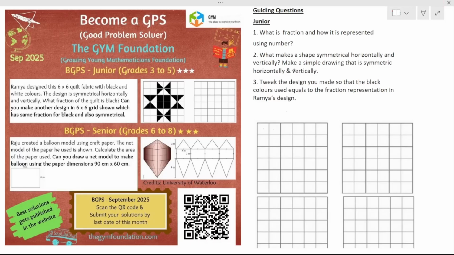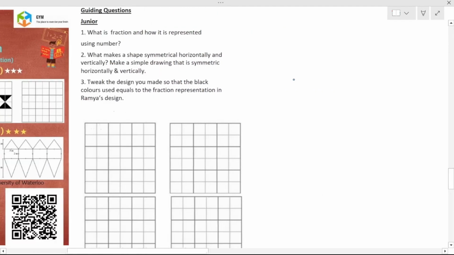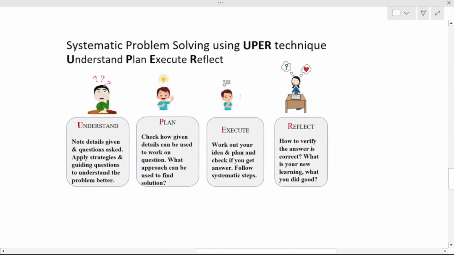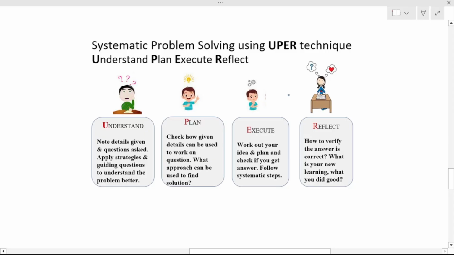There were some guiding questions given on the website for this problem, and to work systematically on a problem, the GEM Foundation has been sharing a technique called the Hooper technique, which expands to understand, plan, execute, and reflect. This approach will help children follow a technique which will help them work on any problem, from simple to challenging, expanding their comfort zone.